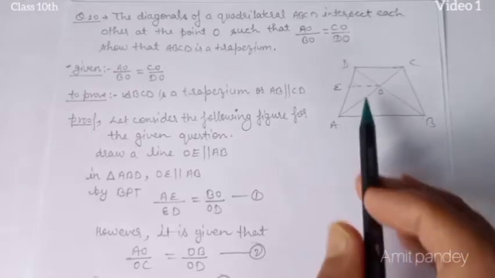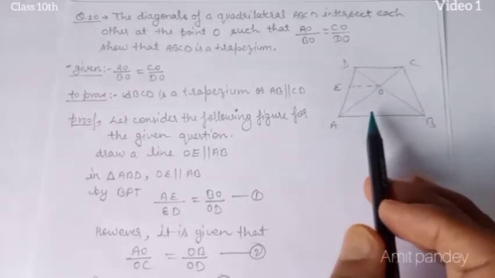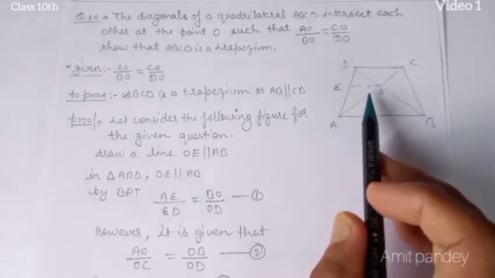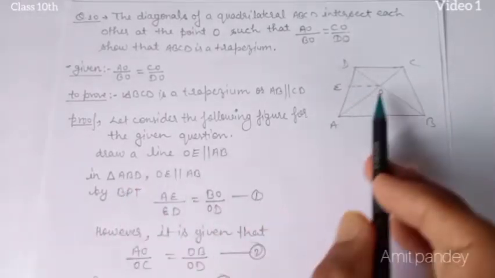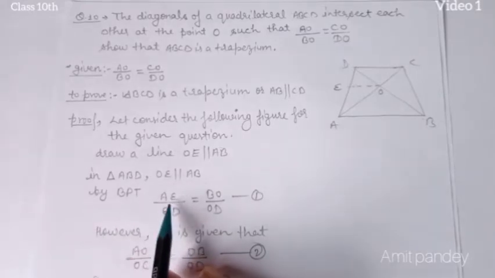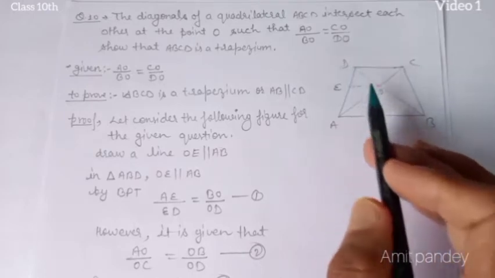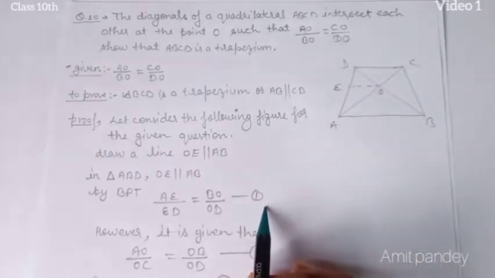So students, OE is in triangle ABD. If OE is parallel to AB, then by using theorem 6.1, that is BPT, the ratio of the sides is equal. So in triangle ABD, if OE is parallel to AB, then by BPT, AE upon ED is equal to BO upon OD. Mark it as equation 1.